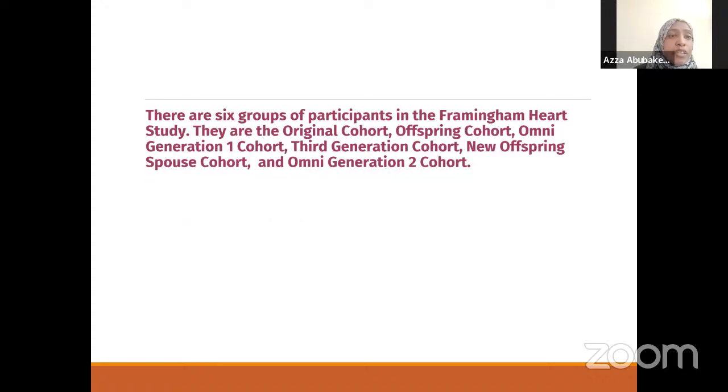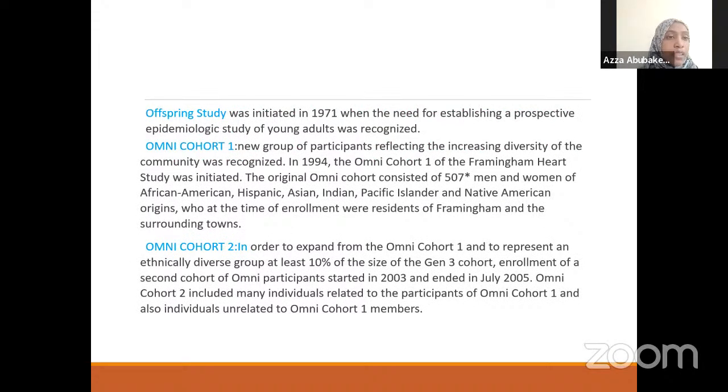As I said, there were 6 groups of participants in the Framingham study: the original cohort, the Offspring, the Omni Generation 1 cohort, the third generation cohort, the new Offspring spouse cohort, and the Omni Generation 2 cohort. The Offspring cohort was initiated in 1971 to establish a prospective epidemiological study of young adults. Those are the kids of the original cohort.